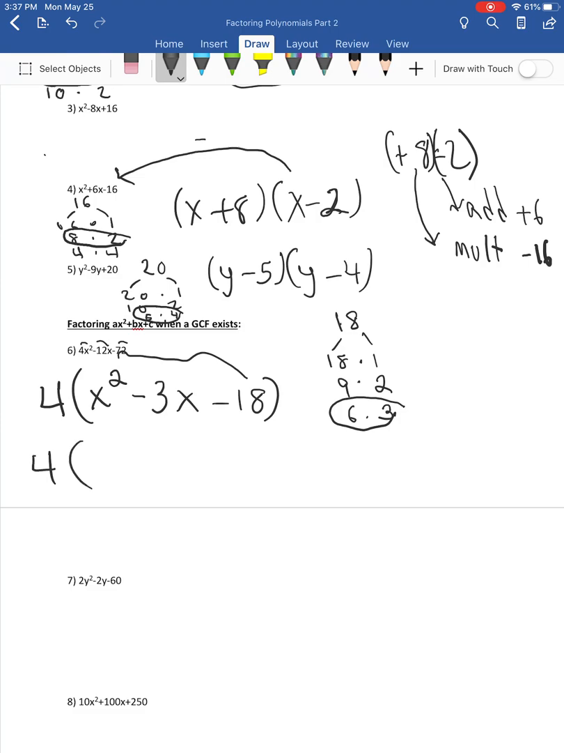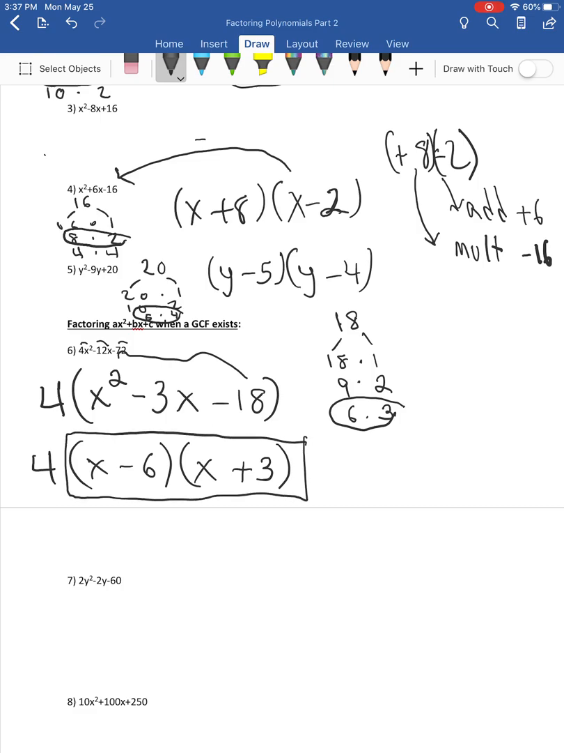So we're going to keep that 4. Put an x over here and x over here. And let's think about what the signs have to be to make them multiply to negative 18. So one of them is going to have to be positive, one's going to be negative, and then add to negative 3. So it's going to be negative 6 and plus 3, okay? So I'll leave you to check. When you multiply these two out, you'll get what's in the parentheses up here.